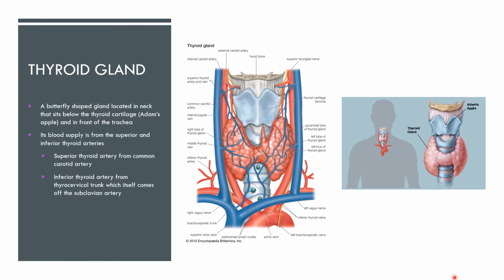Its blood supply is from the superior thyroid artery and the inferior thyroid artery. Superior thyroid coming off the carotid artery, and the inferior thyroid artery coming off the thyrocervical trunk, which comes off the subclavian artery. And the thyroid gland produces thyroid hormone, which is T3 and T4, and it also produces calcitonin from the parafollicular C cells.